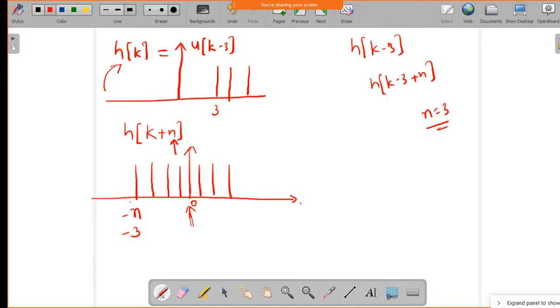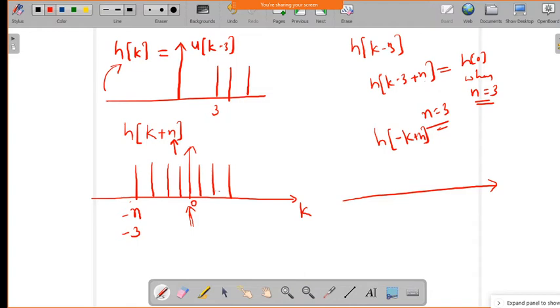So this is the k axis. When k becomes equal to 0, where will you get h of 0? H of 0 you will get when n equals 3. Similarly, in the negative direction, that is the backward direction, if you shift h of k plus n backward, and now we have shifted this one, if you reflect it, what will happen? If you reflect this one, that is h of minus k plus n.